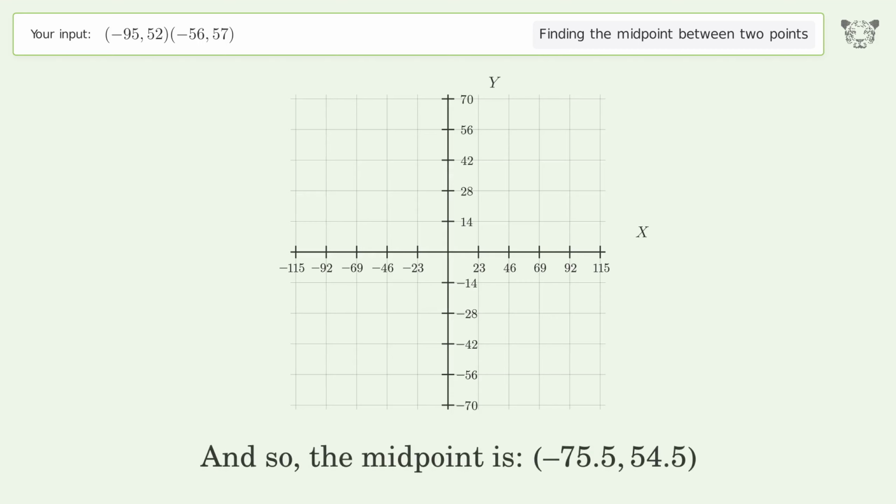And so, the midpoint is negative 75.5, 54.5.